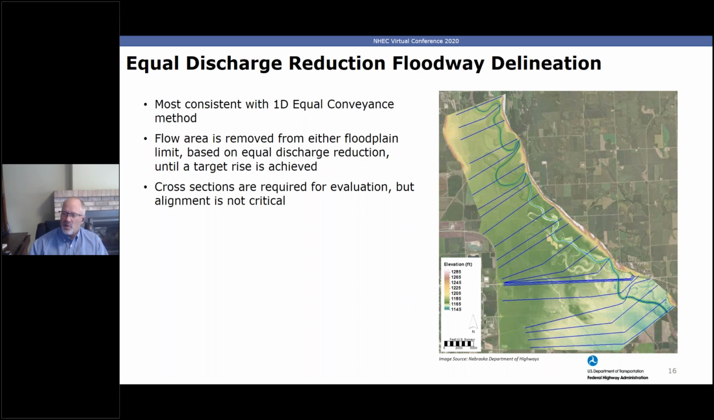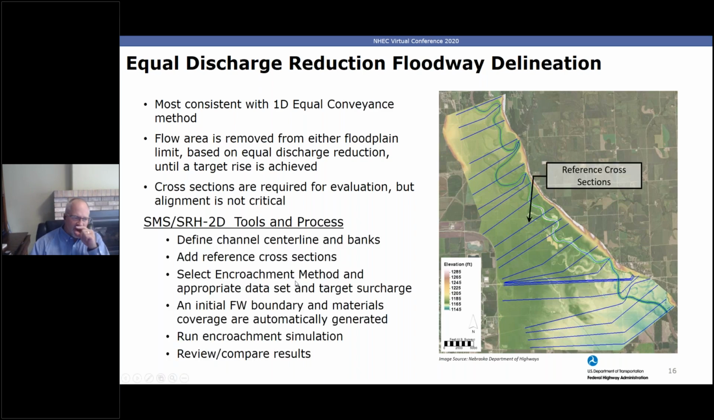And the alignment is not critical because in the 2D model, at each element, it can evaluate the flow direction and correct for that accordingly. So floodway tools have been added within the SMS SRH2D interface to automate the process, but there still are a few steps required by the user.